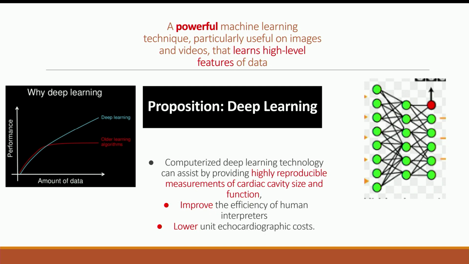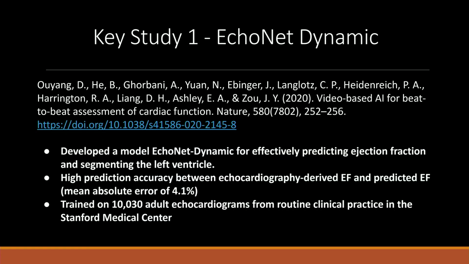Naturally, we looked at deep learning, and as most of you all know, deep learning is useful for processing large volumes of image and video data, right? Why it's useful here is that it produces highly reproducible measurements of cardiac cavity size and function. It improves the efficiency of human interpreters and essentially corrects for the inefficiencies of human interpreters, and therefore it lowers unit echocardiographic costs. So, some key studies have already approached deep learning with respect to predicting LVEF.